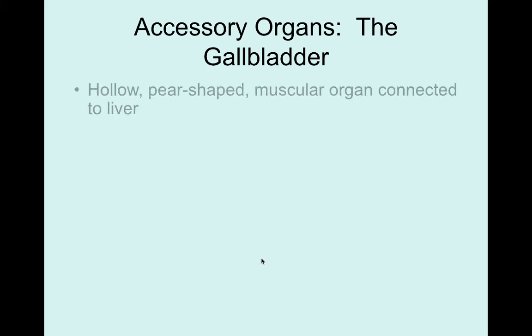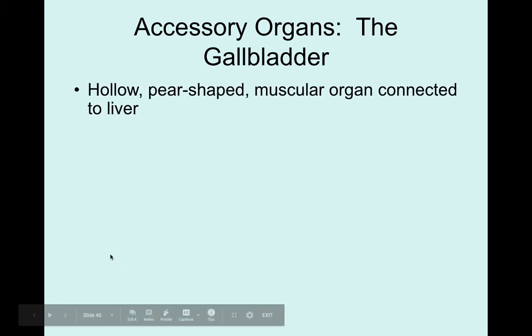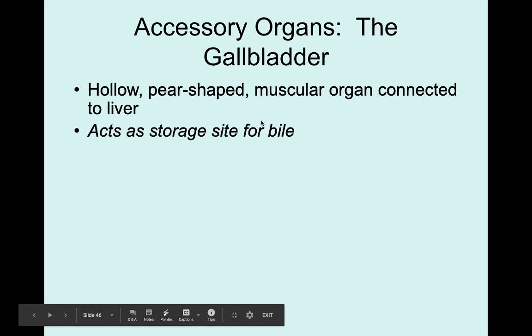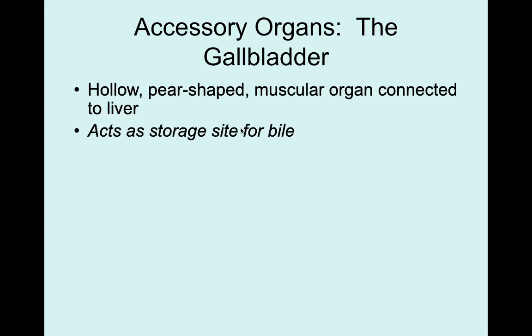Okay, now let's look a little bit more at our gallbladder. Our gallbladder is very small, it is hollow and pear-shaped, and it is connected to our liver. What is the function of our gallbladder? The only function of your gallbladder is to store bile, and this is why you can live without your gallbladder.